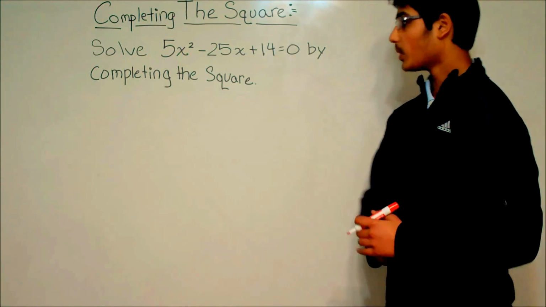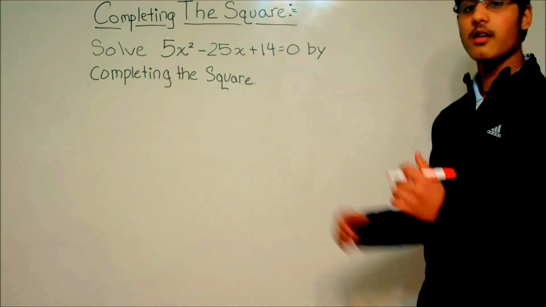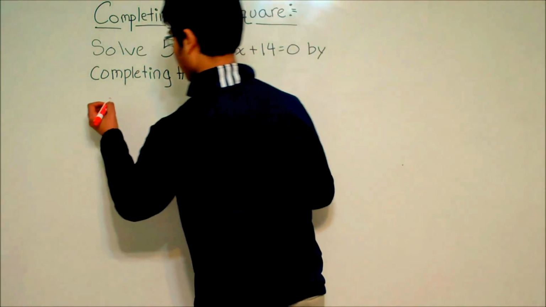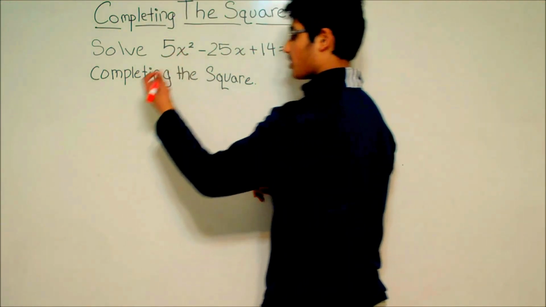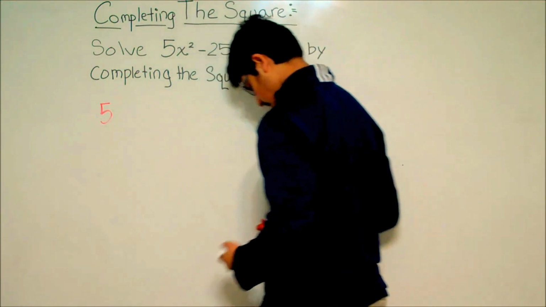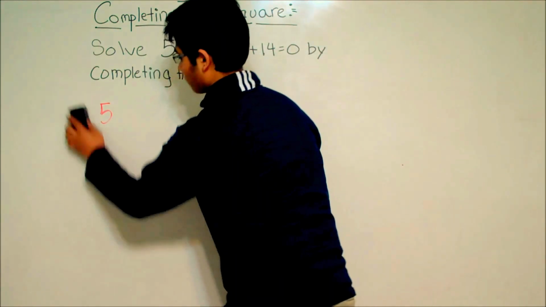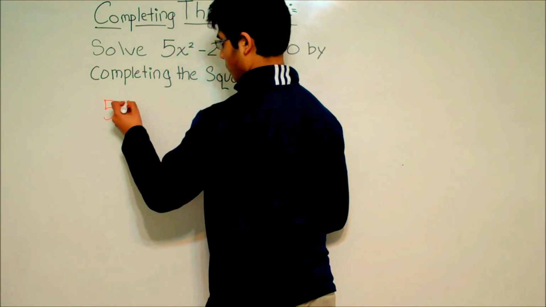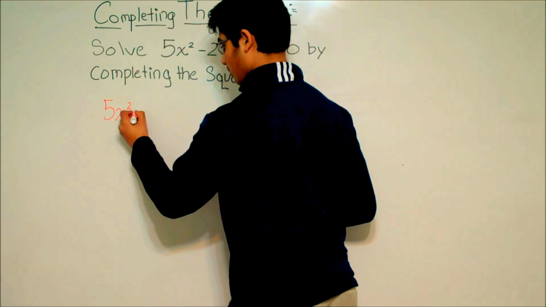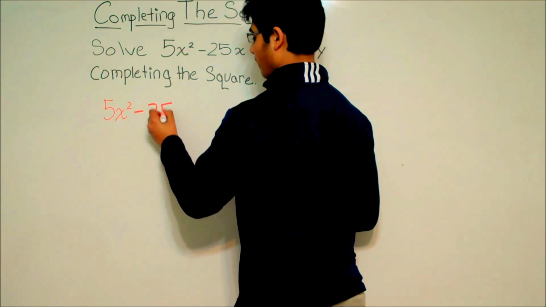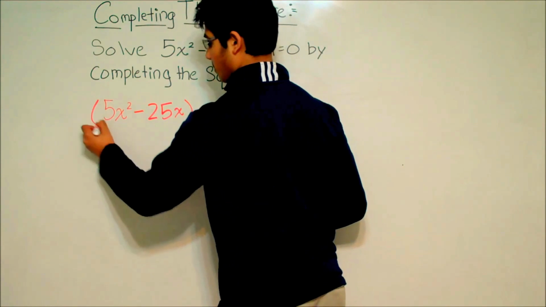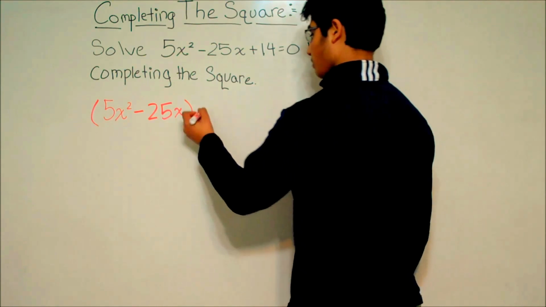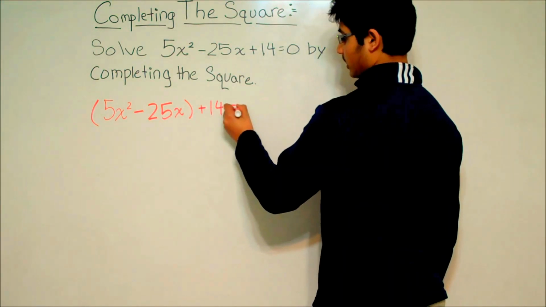So, when we start completing the square, we have to first break this equation down into two parts. It's not two binomials, but the two parts are ax squared, which is 5x squared, and bx in one group. So 5x squared minus 25x in one group. Let's put parentheses around them, which you have to do. And then the c term goes in a different group. So plus 14 equals 0.